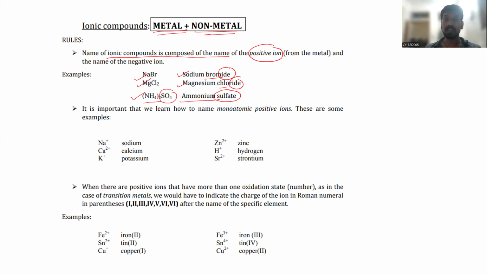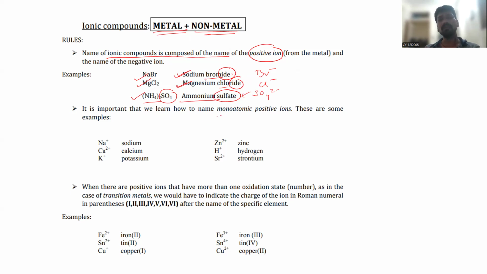So if any ionic compound is there, how do we write the positive metal? We directly write the name of the element, such as sodium or magnesium. But in the case of halides, we end with -ide for the negative charge. So Br negative, we write as bromide. Cl negative, we write as chloride. SO4 2 negative, we write as sulfate. This we are going to cover more.